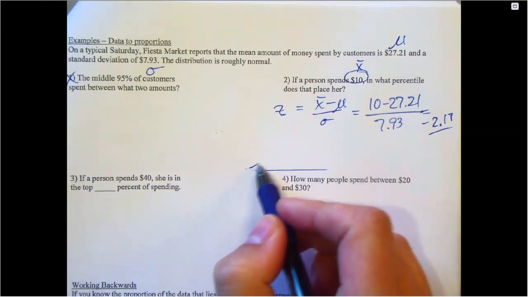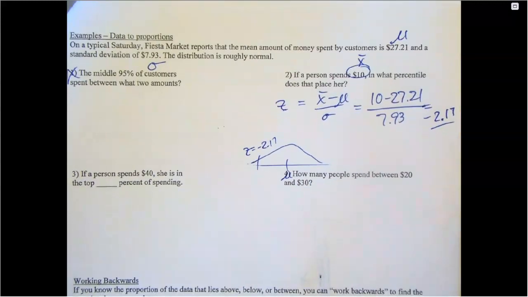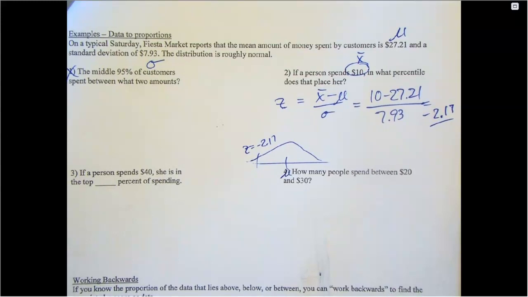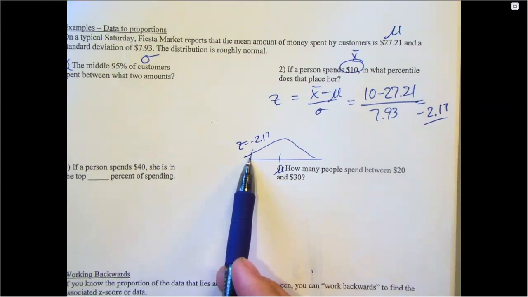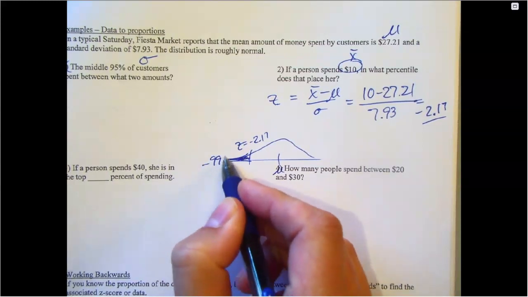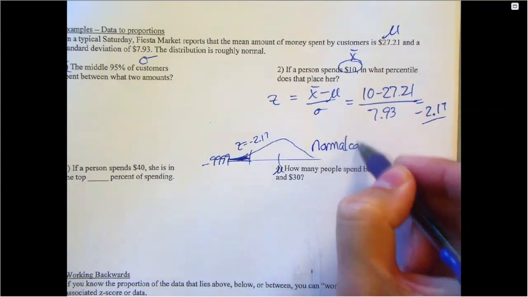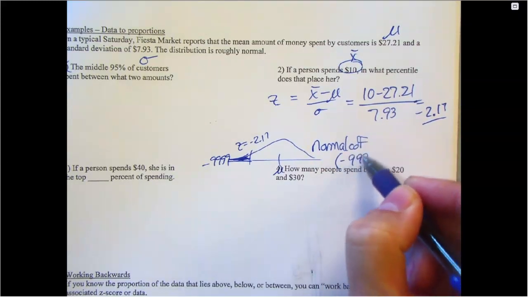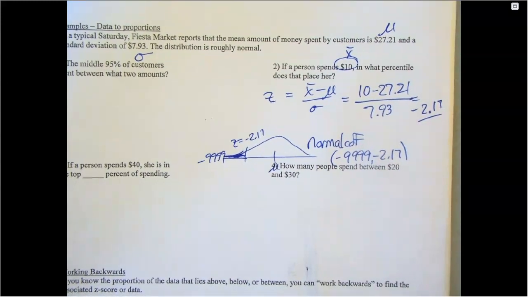If I were to sketch that, again, you don't have to, but I think it's very useful to at least think about it, even if you're not going to sketch it. And then it asks, what percentile does that place in? Percentile means the percent of people that are below you, right? If you're in the 99th percentile, you're better than 99% of people. So if I'm looking for percentile, I want to know the percent that is below this, over here. So I would go normal CDF, negative 9999, negative 2.17.